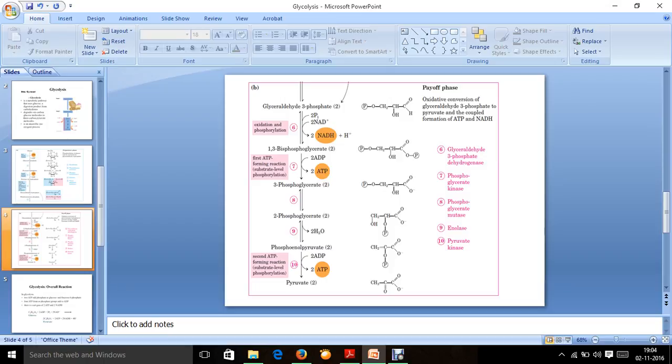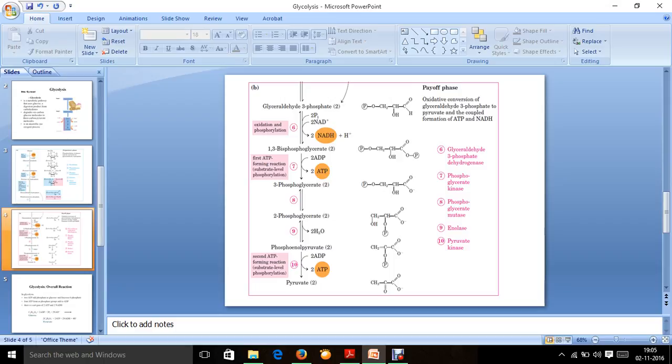Okay, so this payoff phase starts with reaction number 6, which is the oxidation and phosphorylation step. That means here both oxidation of glyceraldehyde 3 phosphate to a glycerate group is occurring. So this glyceraldehyde is converted to a glycerate group. Glyceraldehyde 3 phosphate will be oxidized, releasing protons that will be accepted by the 2 NAD plus, forming 2 NADH and H plus. So here NAD plus is accepting the protons released by glyceraldehyde 3 phosphate and is forming 2 NADH plus H plus.